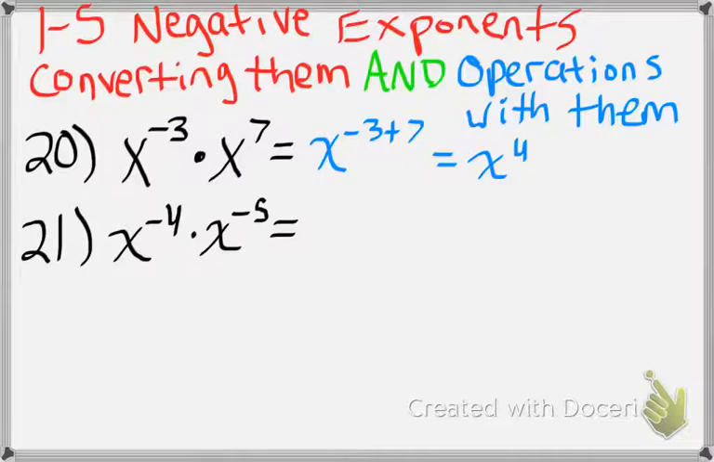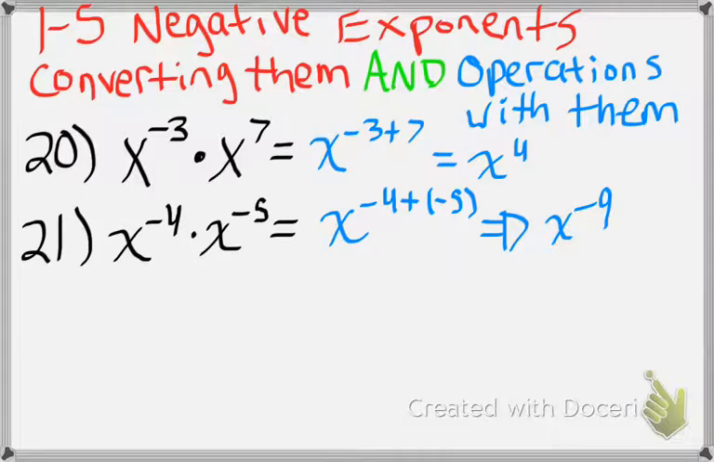Now try number 21 if you haven't done so already. Press pause. Now, when you add negative 4 plus negative 5, adding negatives, you're going to go deeper into the negatives. So negative 4 plus negative 5, we're going to go deeper into those negatives. So you end up with x to the negative 9 power.